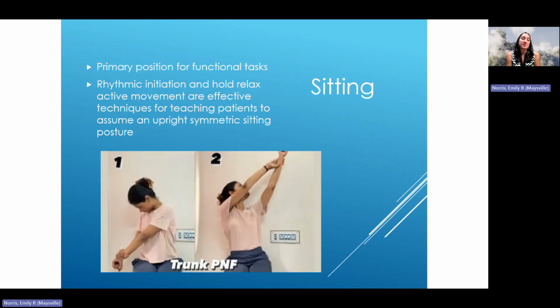For sitting, this is our primary position we use for functional tasks. Rhythmic initiation and hold, relax, active movement are some of the techniques that are often used in sitting. As you see, you can use it with one extremity and follow that extremity. It's always nice to instruct the patient to follow it with their head so that they're getting a lot of input and awareness of where their body is in space. And you can help teach the patient to assume upright sitting while giving different resistance around the trunk to help that core stability.